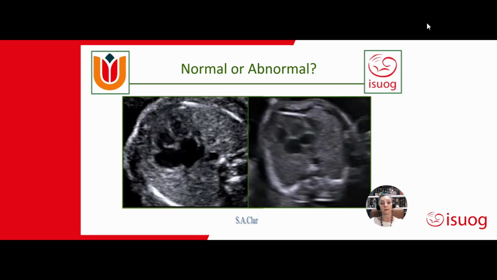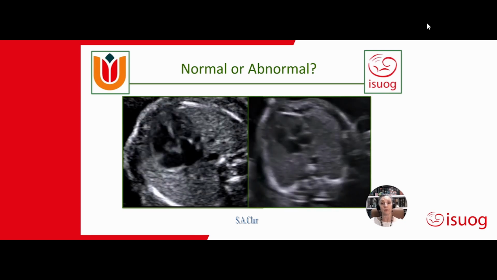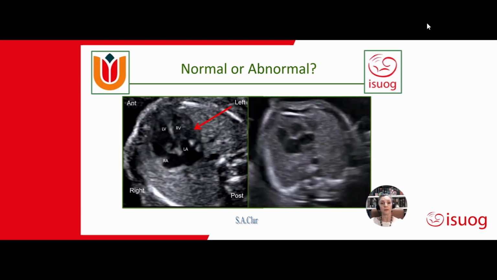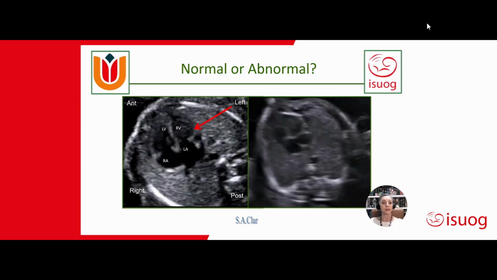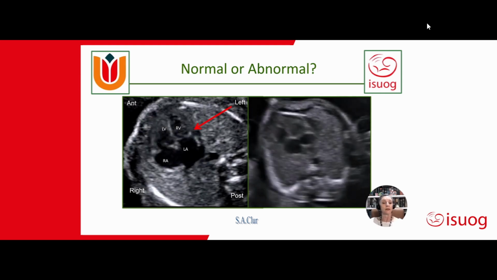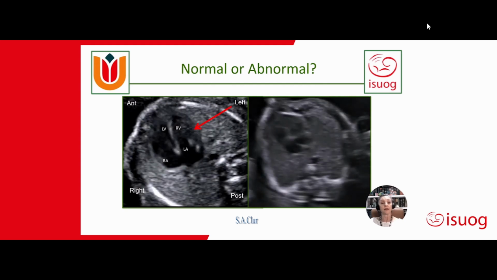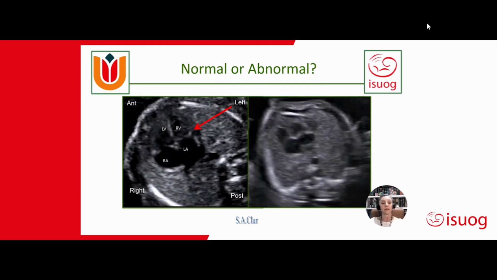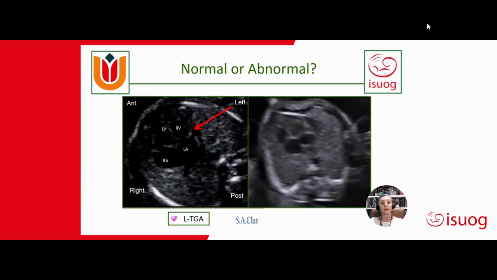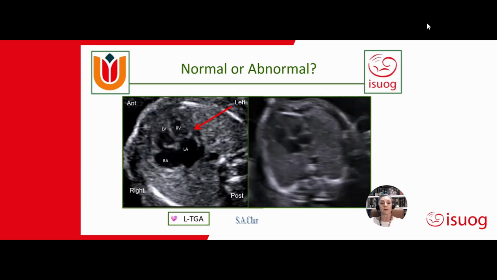And is this one on the right normal or abnormal? So let's put the labels in. Here we can see that there is offsetting between the valves, such that the tricuspid valve is located on the left side. And we have an anatomical right ventricle where there should be a left ventricle. And the anterior ventricle here is a left ventricle. So this is the case of corrected transposition of the great arteries.